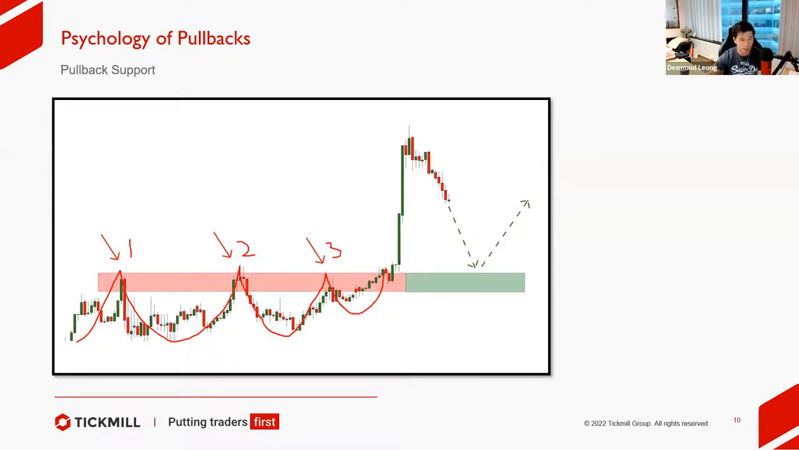What do you think most traders are doing over here, right? Assume that we are not able to see anything to the side over here. Are more traders looking to sell or more traders looking to buy when price is over here? Are more traders looking to sell or are more traders looking to buy?